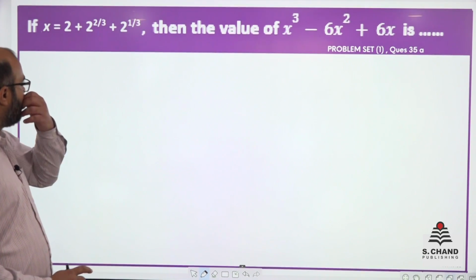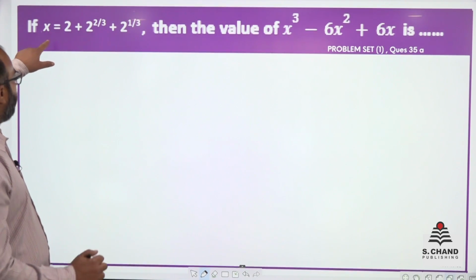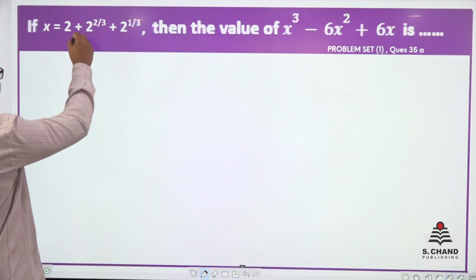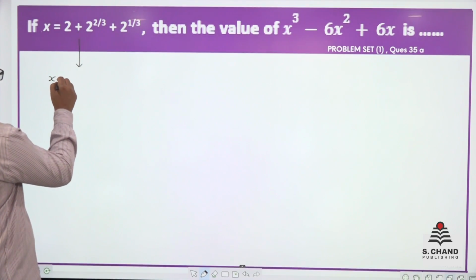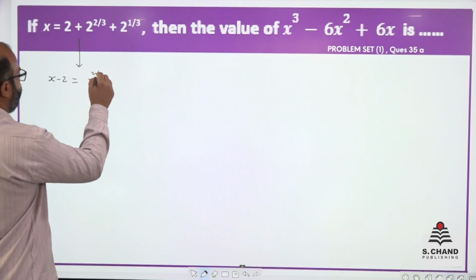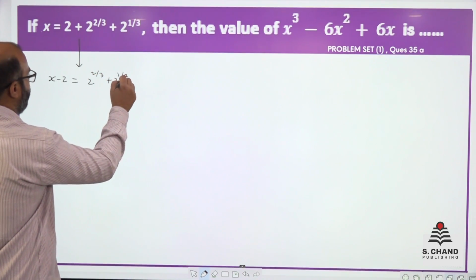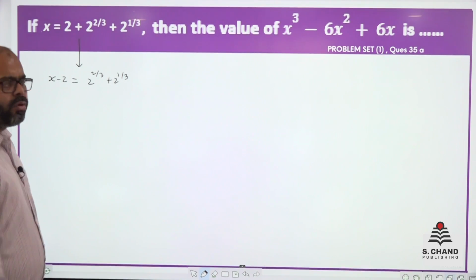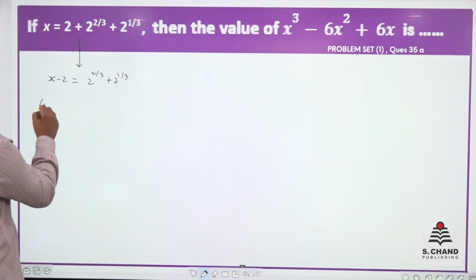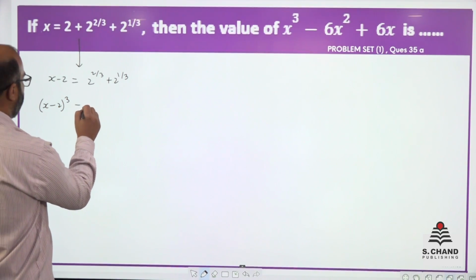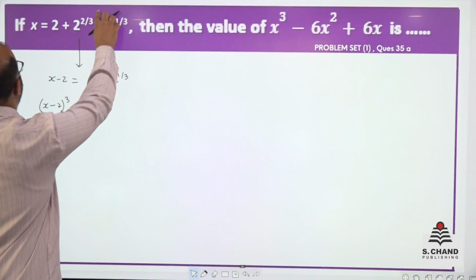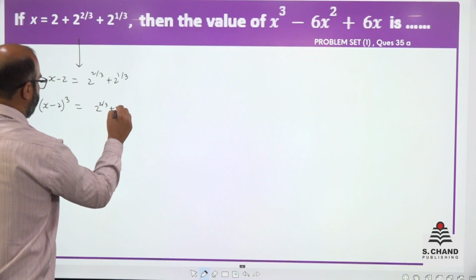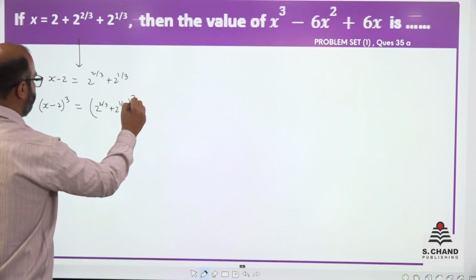So as you can see here, x is equal to 2 plus 2 to the power 2 by 3 plus 2 to the power 1 by 3. So what you can do here is, let us write it as x minus 2 is equal to 2 to the power 2 by 3 plus 2 to the power 1 by 3. In the next step, I am going to cube both the sides. So this will become x minus 2 whole cube is equal to (2 to the power 2 by 3 plus 2 to the power 1 by 3) cube.